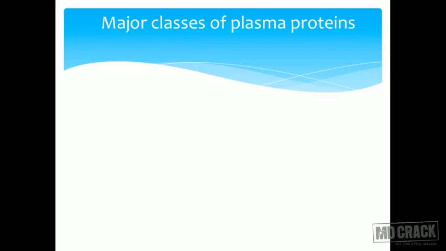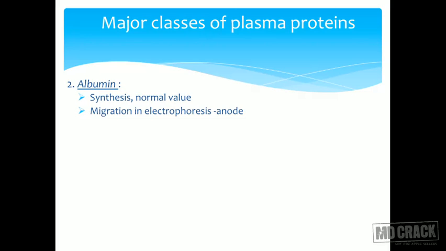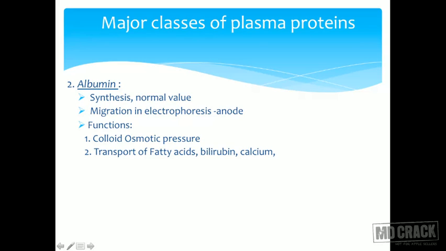Now if you go further, the next class that we will be seeing is albumin. Where is it synthesized? I have already told you, it is synthesized in the liver. Its normal value is 3.5 to 5 grams per deciliter. Its migration: it moves fastest towards the anode. Now different functions of albumin, you all will be knowing about it. One of the most important functions is that it is responsible for maintaining the colloid osmotic pressure. It is responsible for the transport of fatty acids, bilirubin, calcium, steroid hormones, drugs. All these are transported by albumin. It has a good buffering capacity.